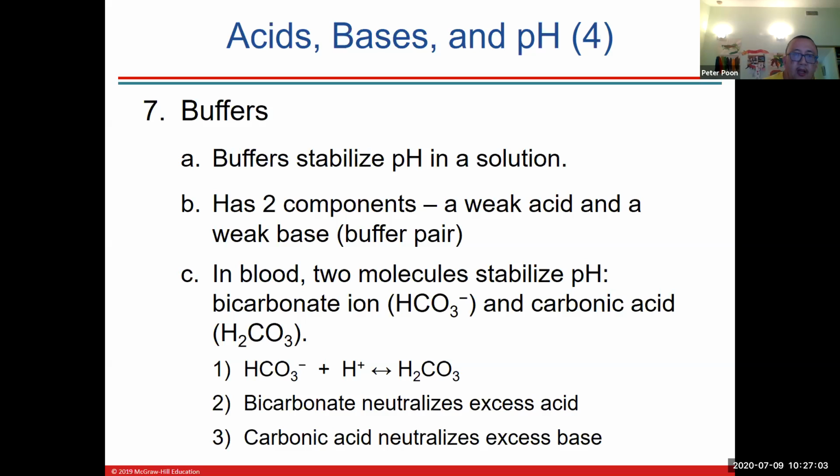In blood, two molecules stabilize the pH: the bicarbonate ion and carbonic acid. If you add H pluses, if you add acid, the bicarbonate will absorb the H plus. It will form more carbonic acid. If you add more base, the carbonic acid will rip off one of its hydrogens and give it to the base, and it will form more bicarbonate.